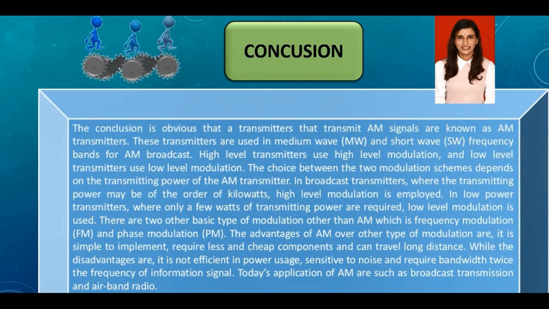There are two other basic types of modulation other than AM, which are frequency modulation, FM, and phase modulation, PM. The advantages of AM over other types of modulation are that it is simple to implement, requires less and cheap components, and can travel long distances.